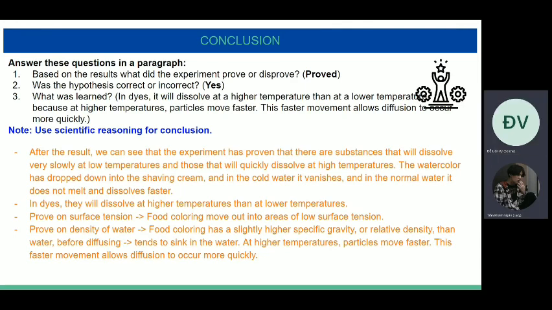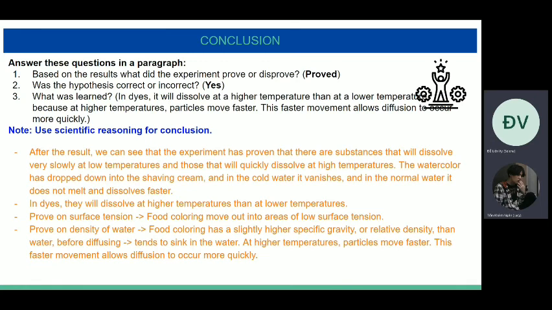When you add cream to the water, the surface tension is weakened, and this elastic membrane breaks apart, which causes food coloring to move out into areas of low surface tension. The proof of surface tension is that food coloring moves into areas of low surface tension.